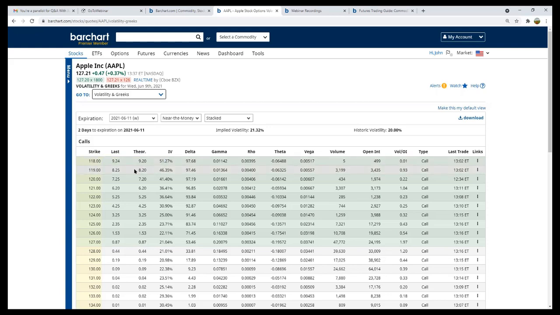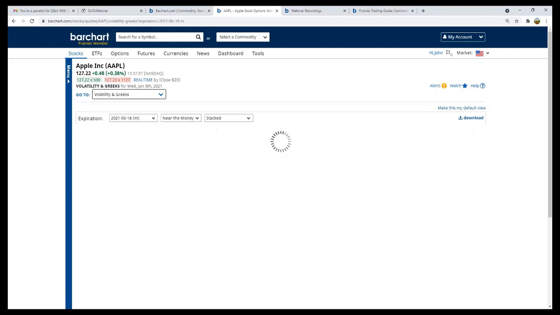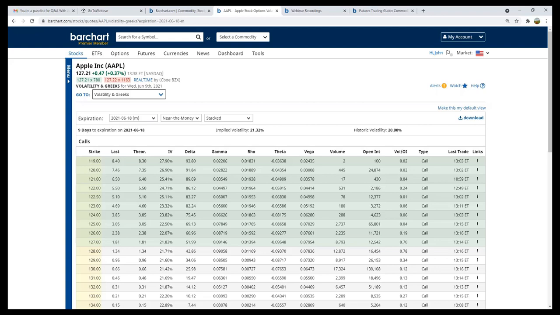So what you can do, Sonia, is look at options that only have 2 days to expiration here. So probably these are pretty accurate. Our market makers are on top of their game. But let me just go out 1 week and see if we can find something.